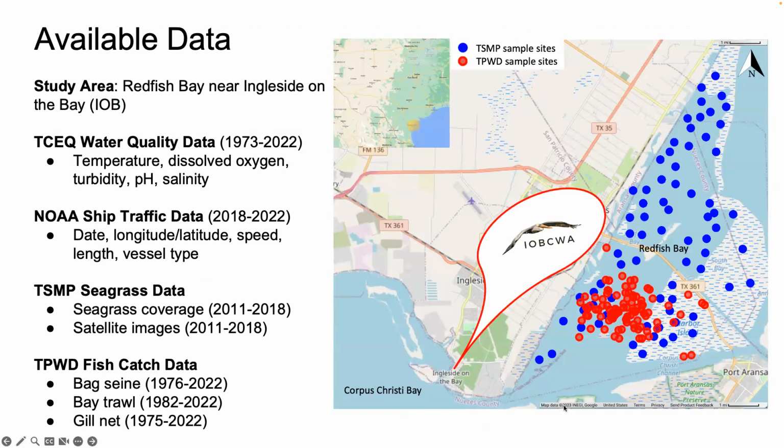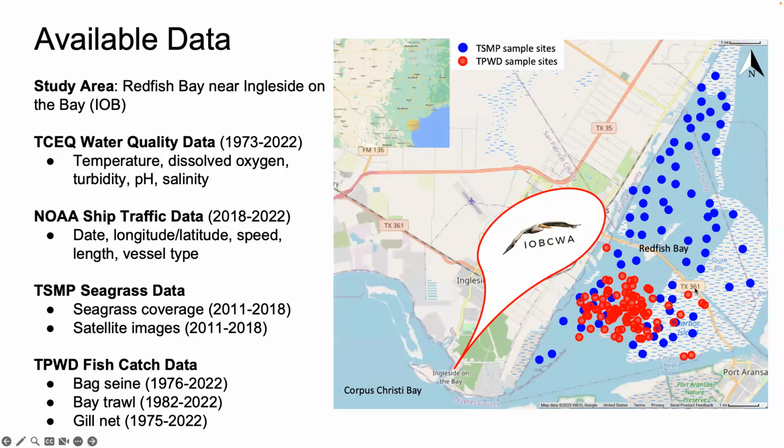And so we obtained water quality data from the Texas Commission on Environmental Quality. Again, that temperature, pH, those water variables. We also obtained ship traffic data, including vessel speed, vessel size, vessel counts coming in and out of that area, as well from NOAA. We have seagrass data from the Texas Seagrass Monitoring Program. So this includes percent coverage as well as images of seagrass over time. And then fish catch data using three different methods to observe that abundance in fish and the distribution over time, as well from Texas Parks and Wildlife.